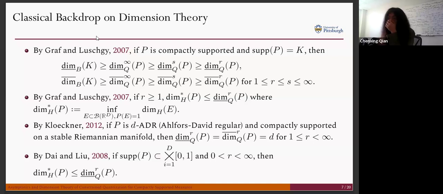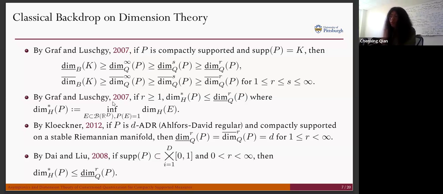So here is a wrap up of the classical results on the dimension theory. The most fundamental work in the unconstrained case was summarized in the work by Graf and Luschgy 20 years ago. And there are some beautiful comparison formulas between the quantization dimension and other classical dimensions.